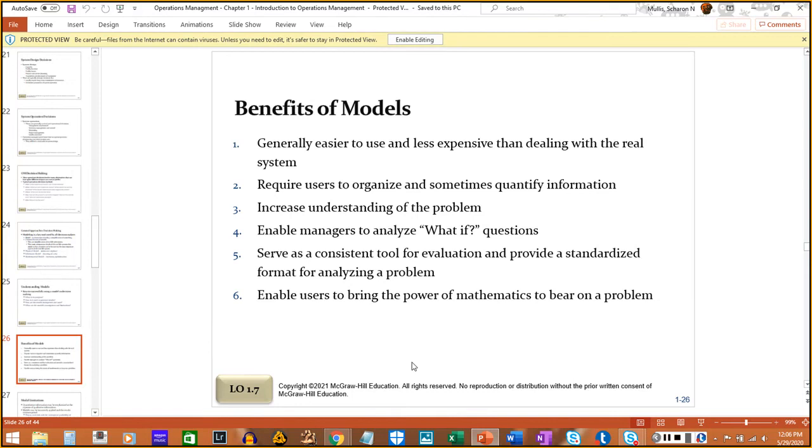All right, number four, enable managers to analyze what if questions. So they try to correct problems before customers have them. They might sit in a room and look at a product and say, what kind of problems can a child get into if they use this product, or what kind of problems could happen? So they try to present things based off of what if questions.